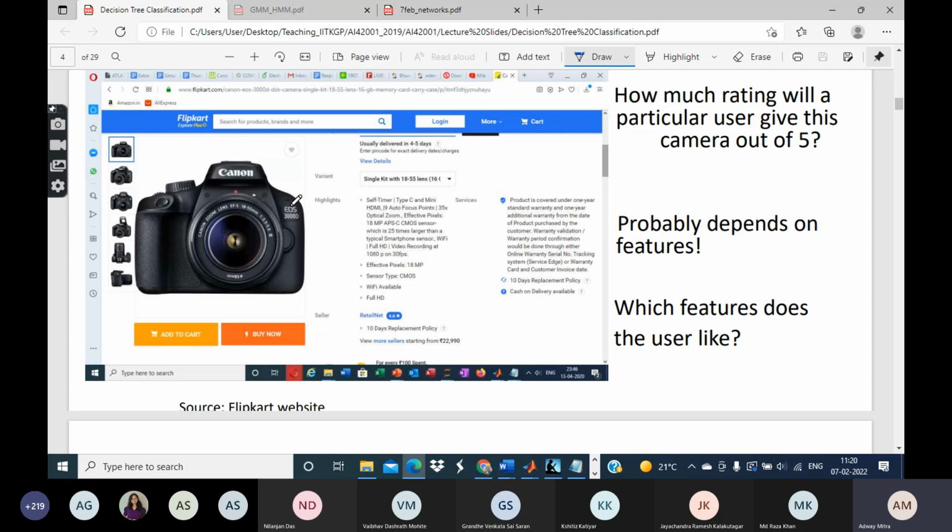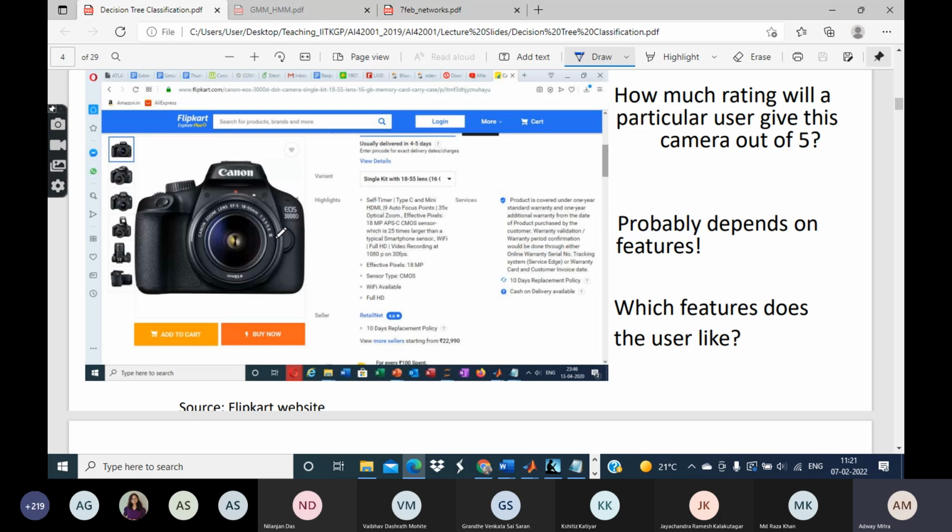And there is also this notion of importance of the different features. For example, this camera may be excellent for shooting videos. It may give a very high frame rate, but it may happen that as a user, I am not interested in taking videos. I only want to take high quality static images. So in that case, whether the video rate is 5 frames per second or 80 frames per second, it will not make any difference to me. I simply don't care about it.